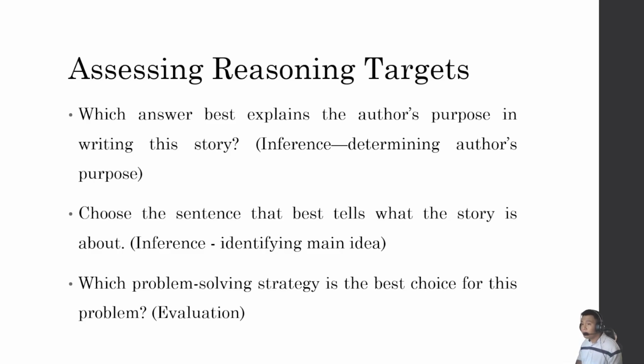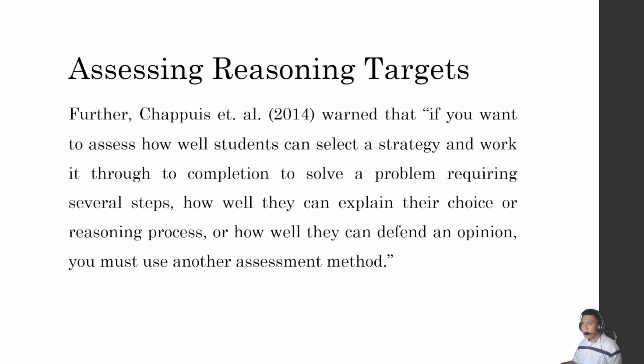Another question on inference. And of course, the last question is for evaluation. Okay? So, further, Stiggins et al. warned that if you want to assess how well students can select a strategy, you may use another assessment method. Now, again, the biggest problem with selected response is that you are limiting the response of your students, whereas perhaps they can think of even better ways, better statements, better sentences, better conclusions than the ones that you have provided. That is why it is only a partial match to reasoning targets.